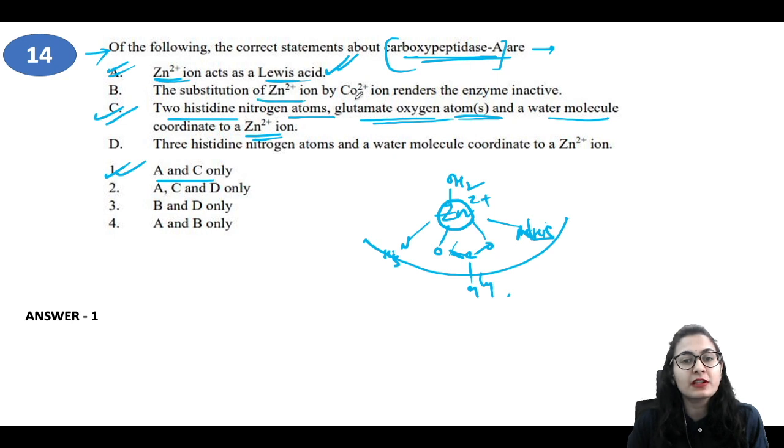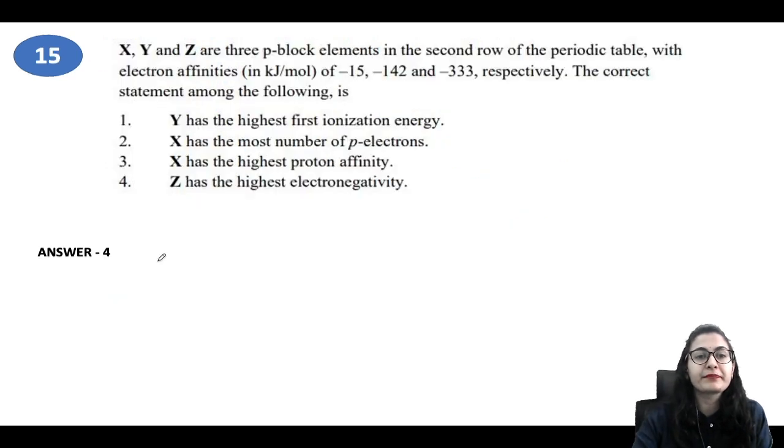The substitution of zinc 2+ ion by cobalt 2+ ion renders the enzyme inactive. ऐसा नहीं होता है. Both of the metal ions can be used. However, zinc is more preferred, but replacing it with a cobalt does not stop the reaction. So this is wrong. 3 histidine nitrogen atoms and a water molecule? No, where is the glutamate? वही wrong हो गया. Glutamate present है यहाँ पे. So 1 is the correct answer.